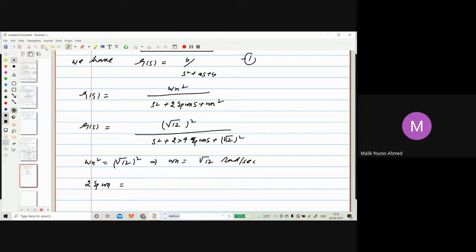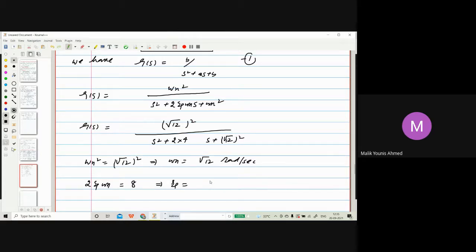I am writing the actual system here. This is 8s, so the coefficient of s is 8. The coefficient of s in the standard form is 2 xi omega n. So xi we will obtain from here.